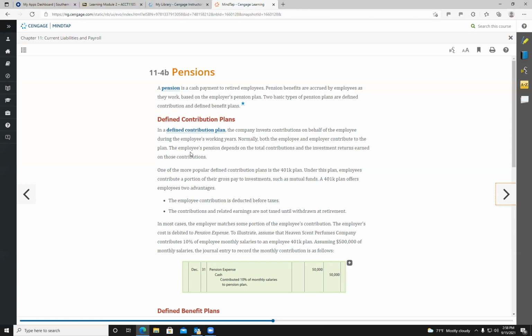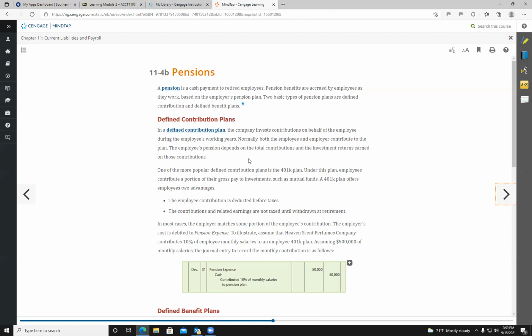There are basically two basic types of pension plans: defined contribution and defined benefit. In a defined contribution plan, the company invests contributions on behalf of the employee during the employee's working years. Normally, both the employee and the employer contribute to the plan. The employee's pension depends on the total contributions and the investment returns earned on those contributions. The most popular example of this type of pension plan is a 401k.